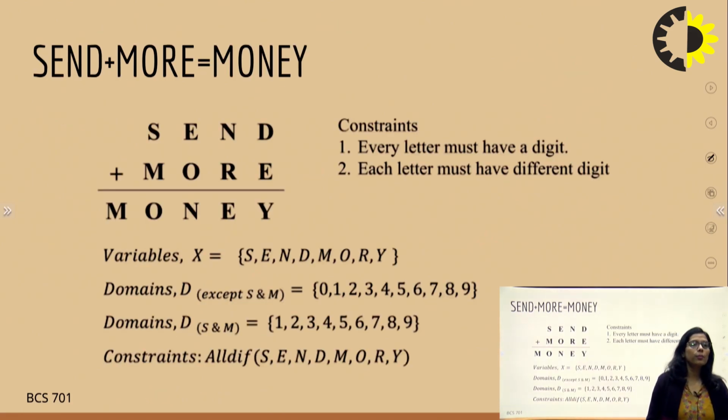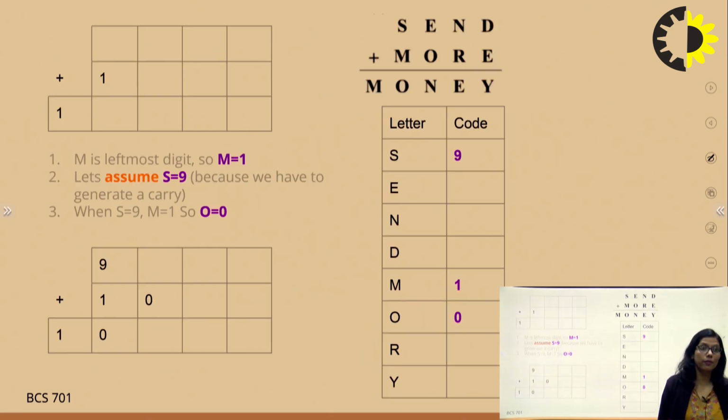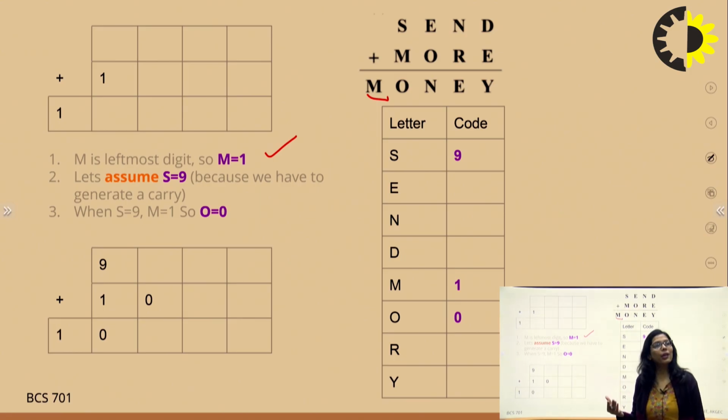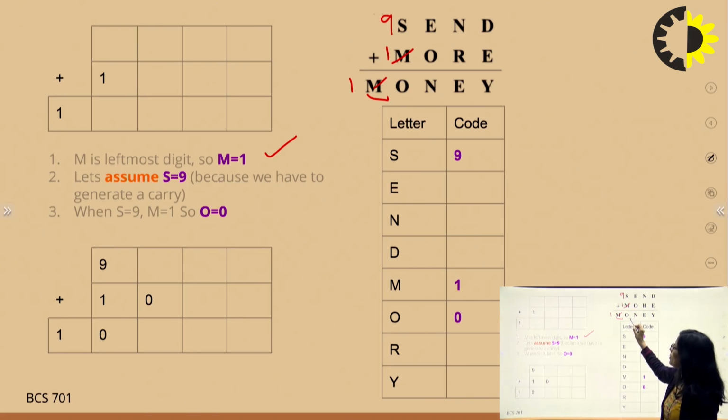Now, the next problem is SEND plus MORE is equal to MONEY. How should we solve this? Now, see, this is my extreme left, and this is also a result of a carry. So, M is equal to 1. Now, here I assume that S is equal to 9 because we have to generate a carry. Okay. So, 9 and this is 1 and this is 1. So, what will happen? O will be equal to 10.